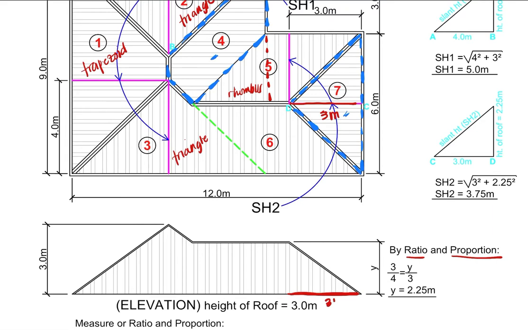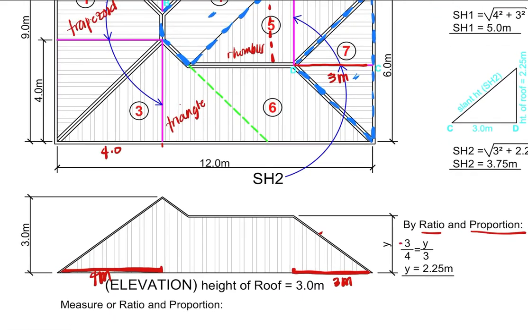Okay, and also this length, or this base, is equivalent to this one, which is 4 meters. By similar triangle, since they have the same slope, the height is 3 over 4 equals y, which is the height, over 3. Therefore y is equivalent to 2.25.